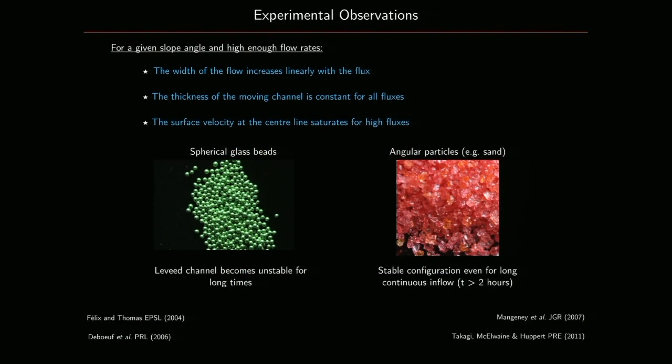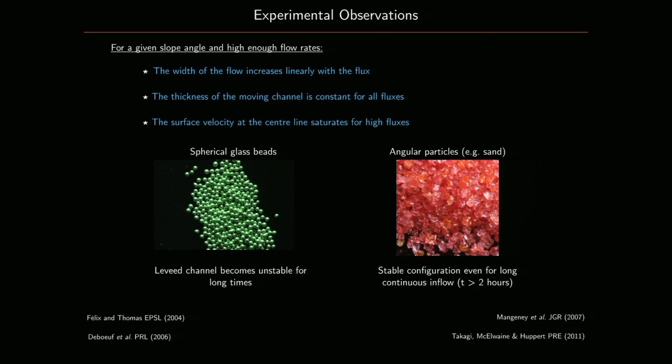Previous experiments have been done, and we know a lot about this system experimentally. So we know that for high enough fluxes, the width of these flows increases linearly with the mass flux. The thickness of the moving channel seems to be insensitive to mass flux, so it's constant for all fluxes. And the surface velocity at the center line, or the maximum surface velocity, increases initially but eventually saturates for high fluxes. We also know that there is a difference when we do the experiment with spherical beads. The levees are not strong enough, and eventually it spreads out in a very slow process. Whereas if you do it with angular particles such as sand, the configuration is stable for even really long times of inflow.